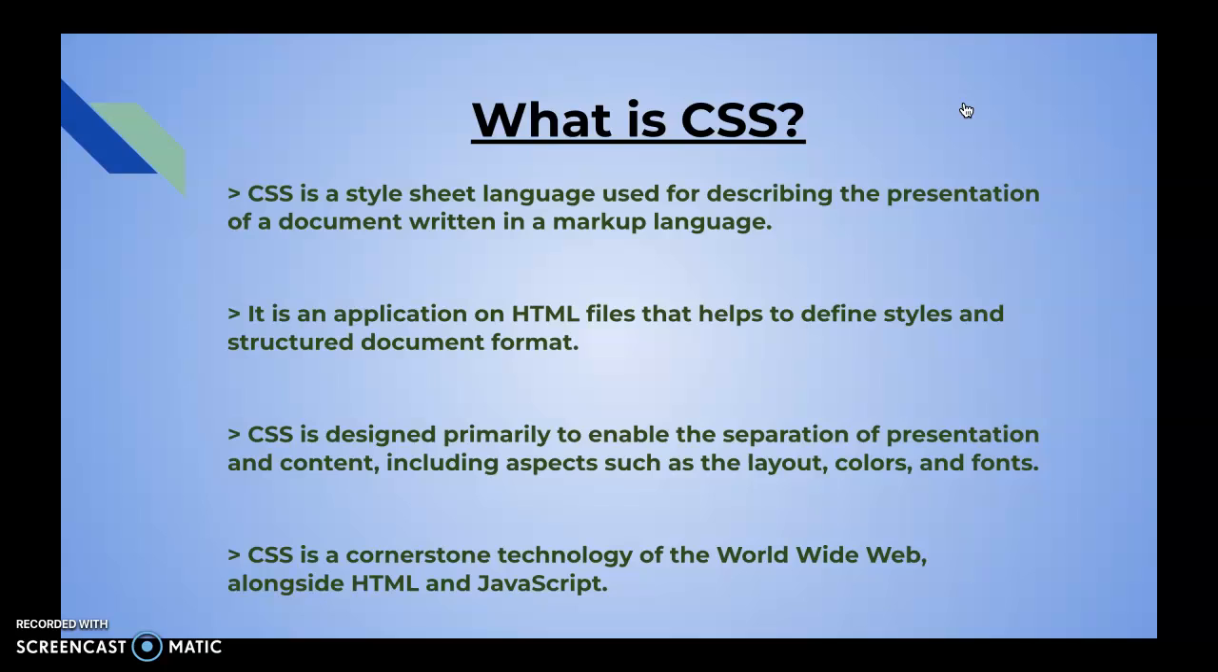So, what exactly is CSS? CSS is a style sheet language used for describing the presentation of a document written in a markup language. It is an application on HTML file that helps to define style and a structured document format. CSS is designed primarily to enable the separation of presentation and content, including aspects such as layout, colors, and fonts.